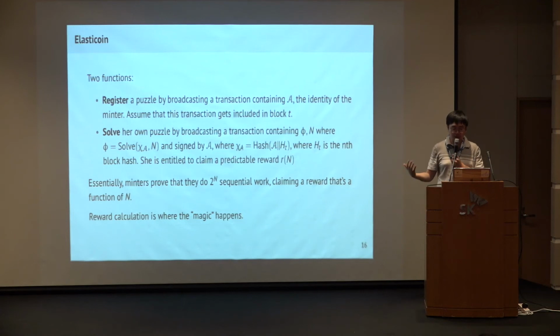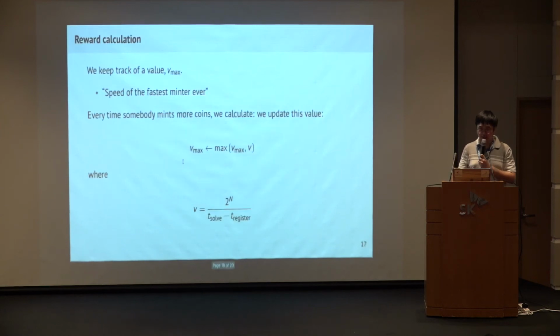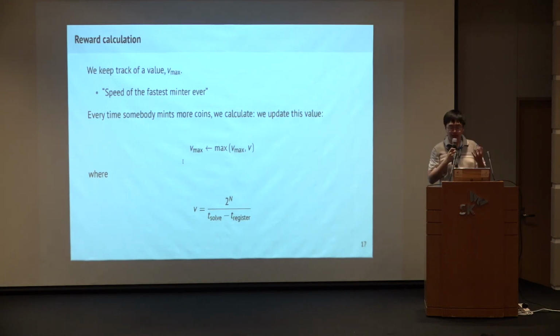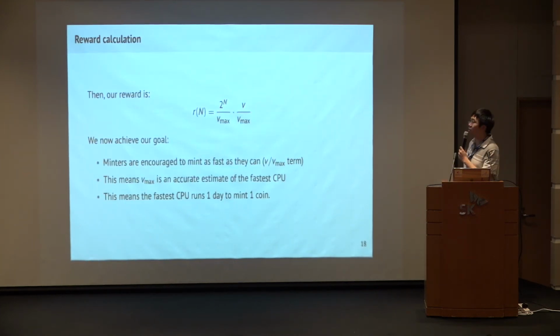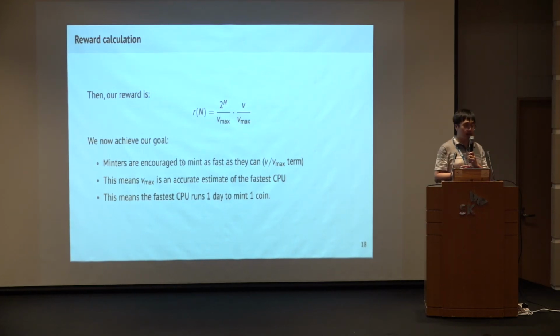So the exact reward function is actually where we track the latest computation and all that magic. So how does that work? At any time, the smart contract keeps track of a value Vmax. This represents the speed of the fastest minter we've observed on the blockchain. Every time someone mints some coins, we calculate their V, which is how fast they computed the function, the amount of work divided by the time it took to solve the puzzle. And then we update Vmax with this value. When we calculate the reward, we simply calculate it based on how much time someone running at Vmax would have used to complete the work.